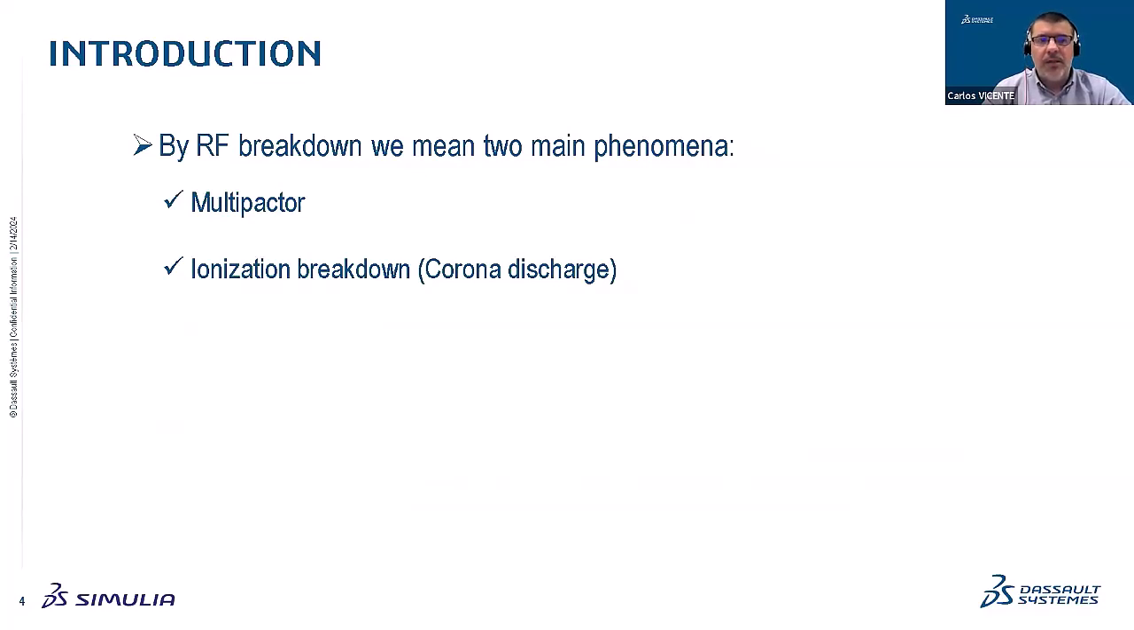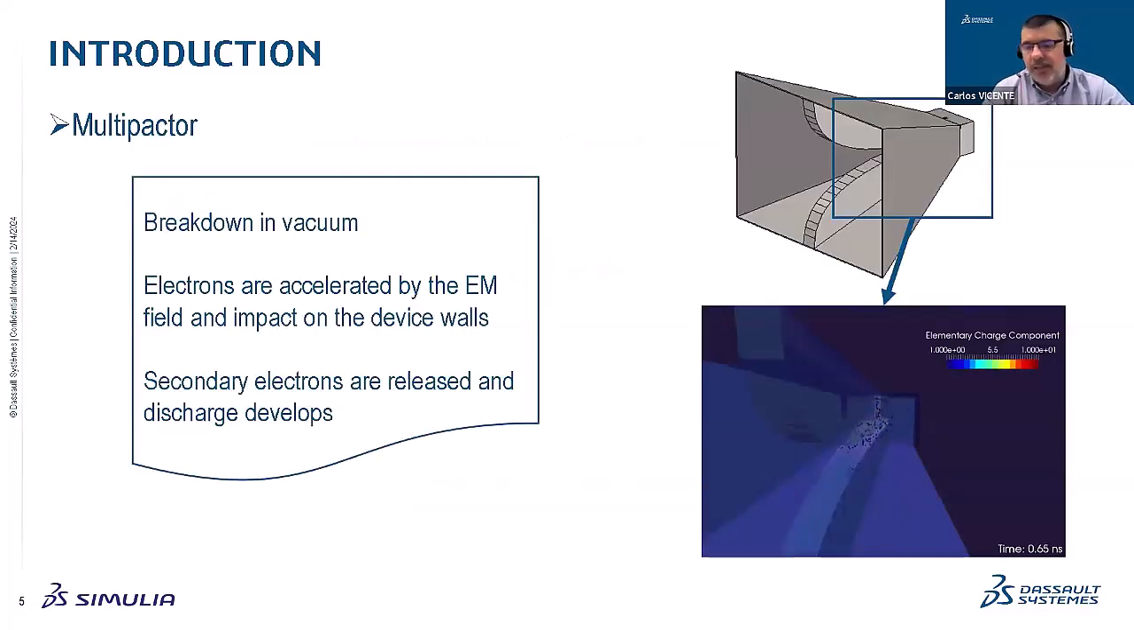So what do we mean by RF breakdown in this context? It's basically two effects: multipactor and ionization breakdown, also called corona discharge, gas discharge, and so on. I will go through these two effects, and Spark 3D is basically taking care of simulating those. Multipactor first takes place in vacuum conditions.